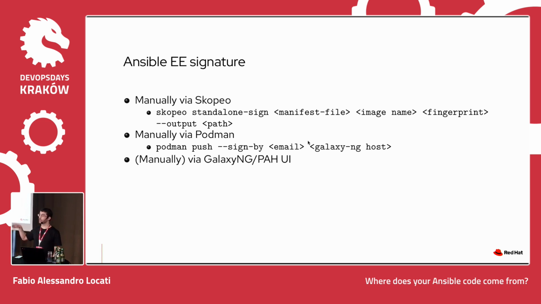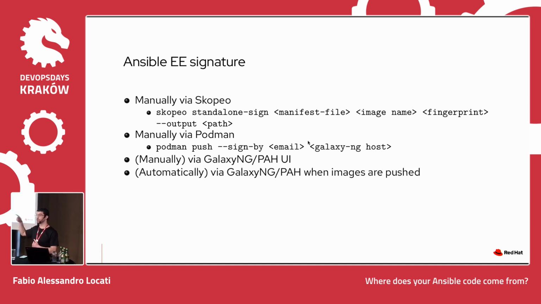Or you can do it manually via the UI of Galaxy NG or Private Automation Hub, because usually you would upload your execution environments into your automation hub, and from there you can also send them manually or automatically when images are pushed. So effectively, if you trust the builder of the image, every time someone pushes an image, the image gets signed in this way.